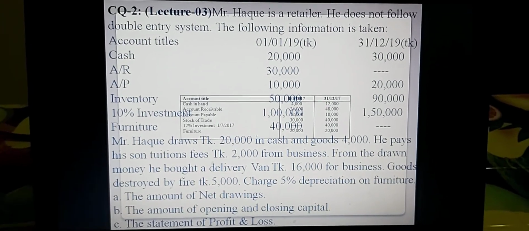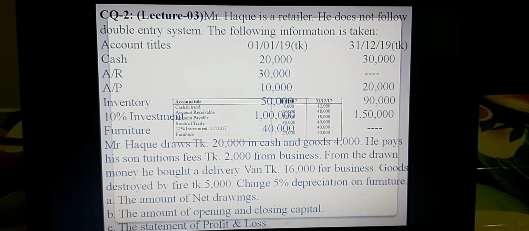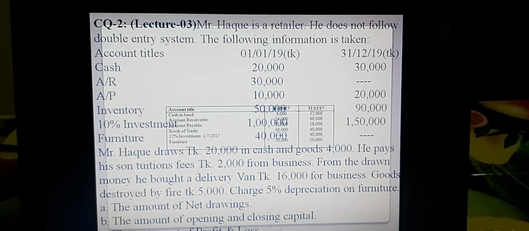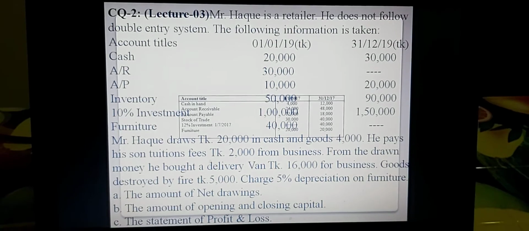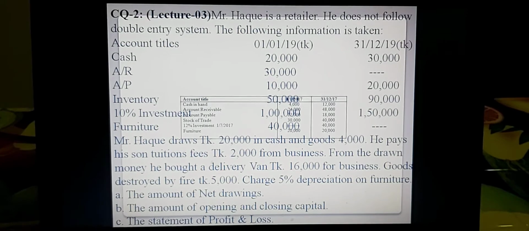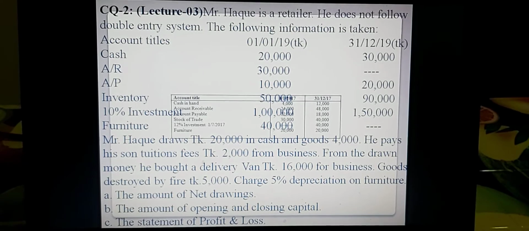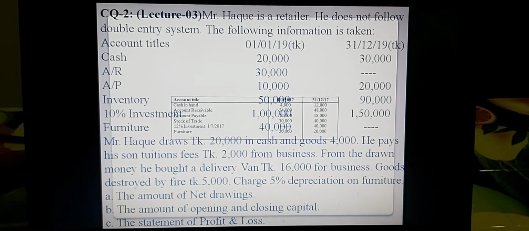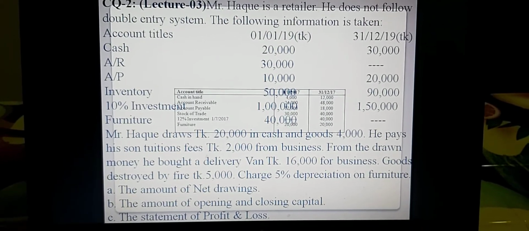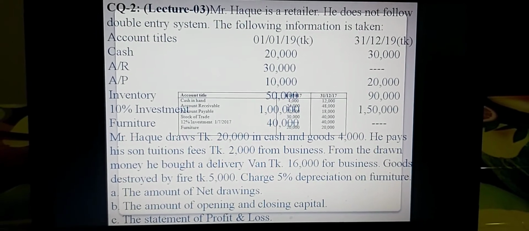Out of 26,000, he bought a delivery van of taka 16,000 from the business. From this amount, he bought a new delivery van for this business with the amount of taka 16,000, taken from the amount of total drawings. So at this moment, net drawings amount is taka 10,000. Another item, goods destroyed by fire taka 5,000, that is the inventory or stock destroyed by fire taka 5,000. Charge 5% depreciation on furniture.